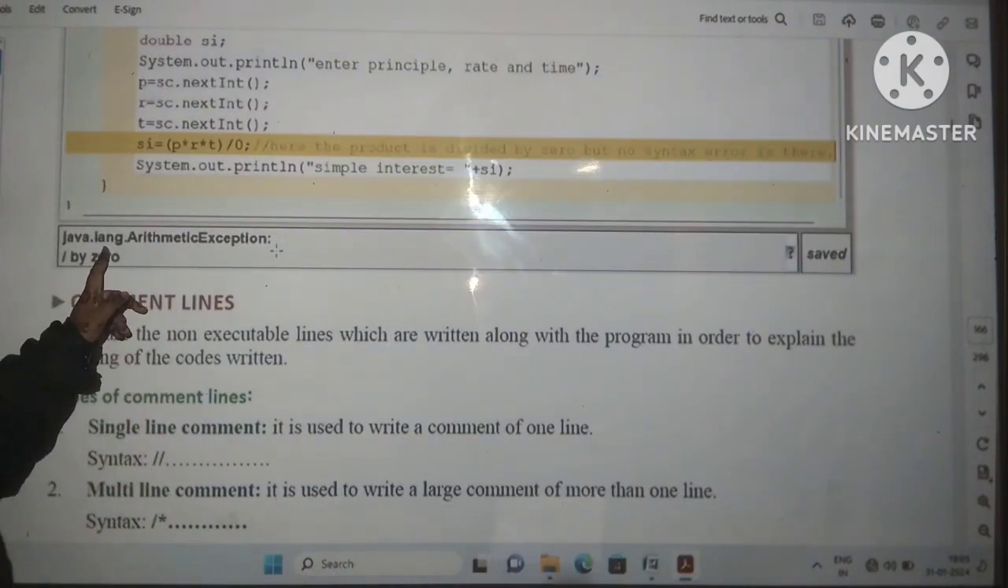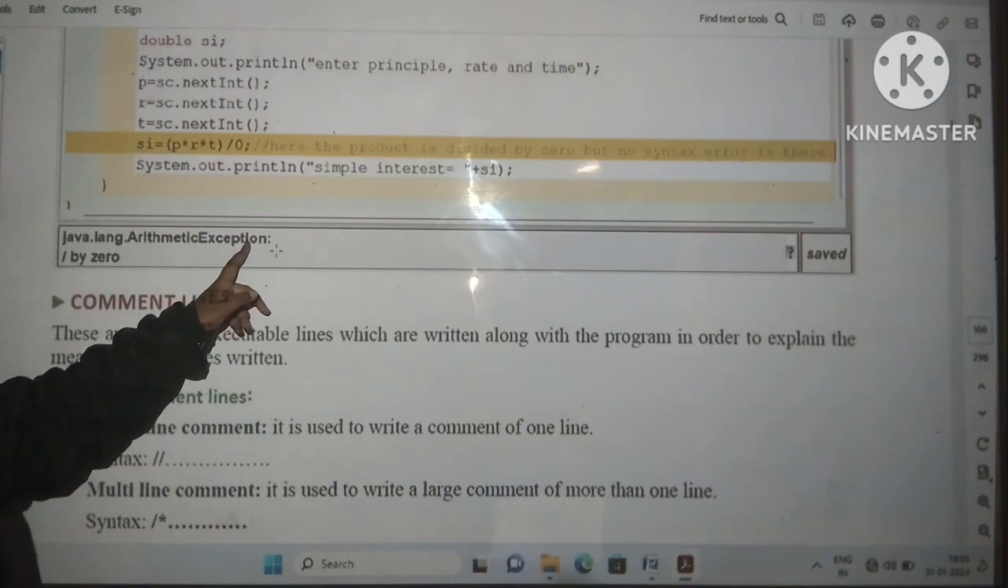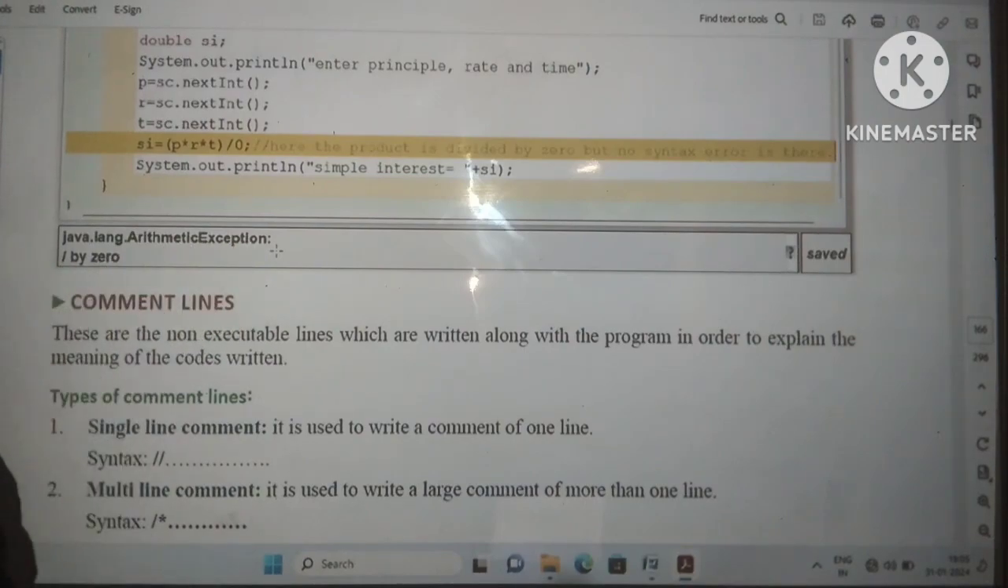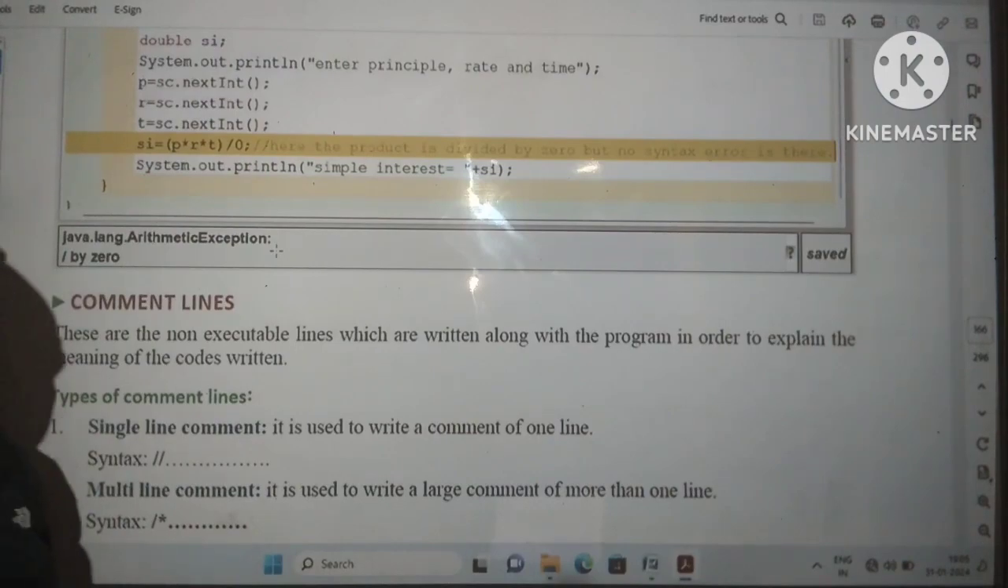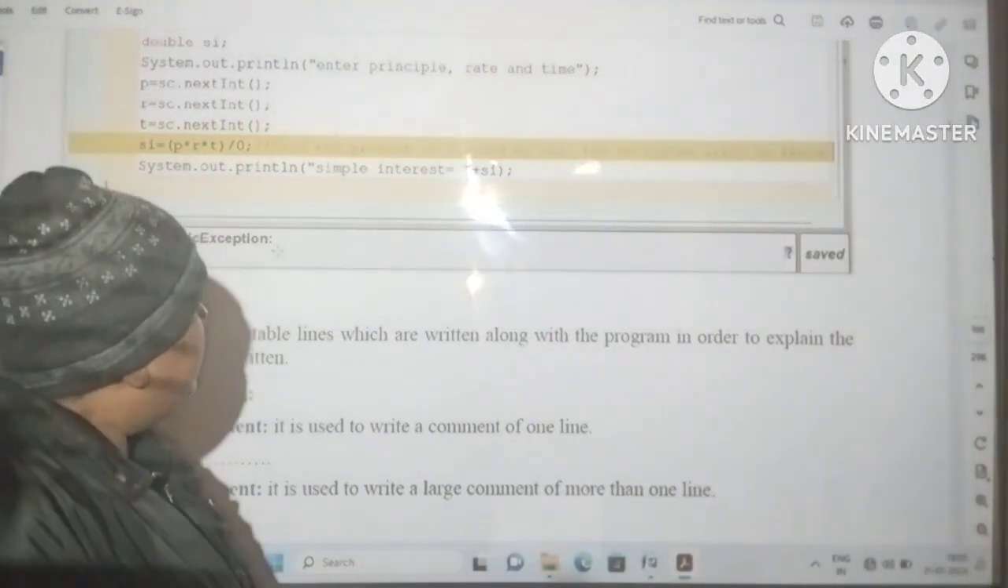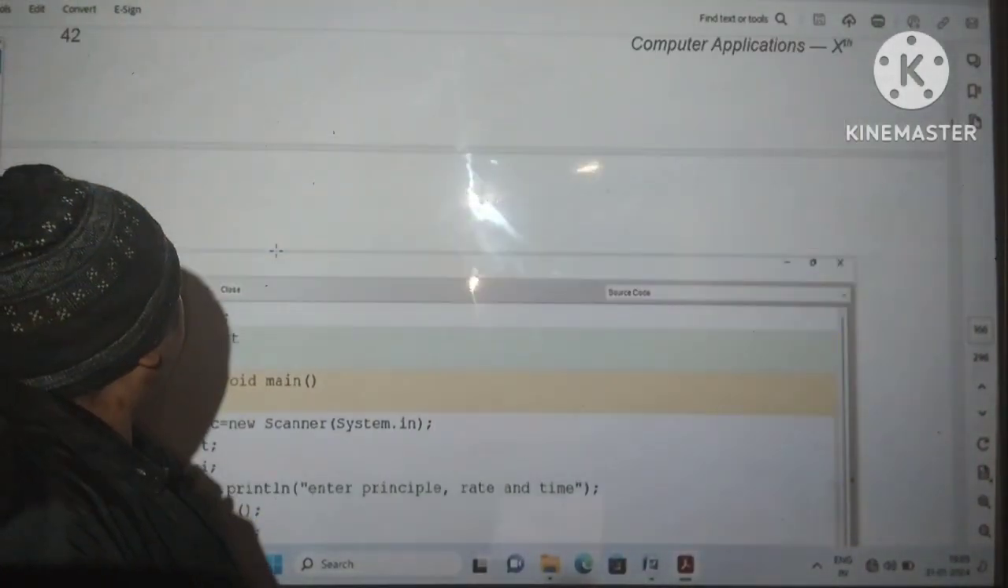So you can read the error: java.lang.ArithmeticException, division by 0. This will be the error displayed by the computer. Okay, so it is a runtime error, or it is an exception.